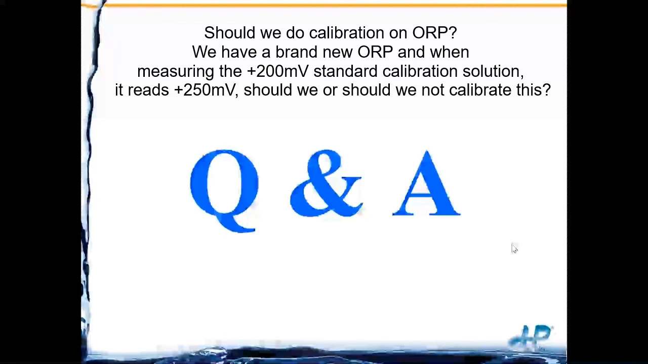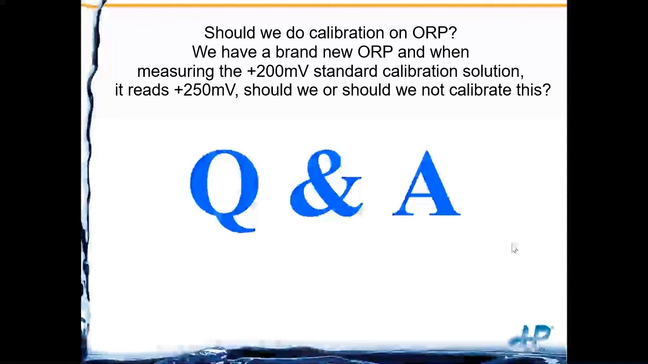Okay. Next question is, should we do calibration on ORP? We have a brand new ORP, and when measuring 200 millivolts, the standard calibration solution, it reads 250. Should we or should we not calibrate? Like I said, we say 30 millivolts is the range, so that's outside of that range. So yes, that's 50 millivolts. It would be good practice to calibrate.